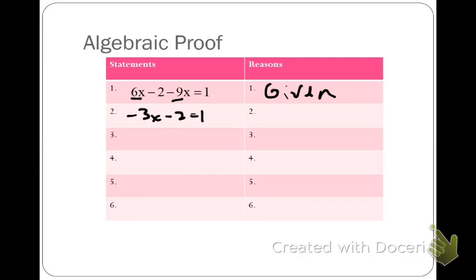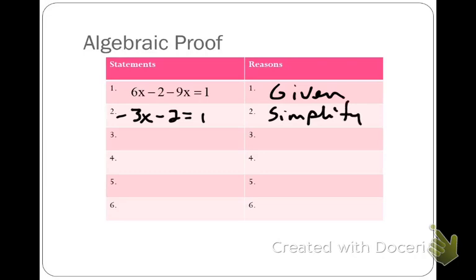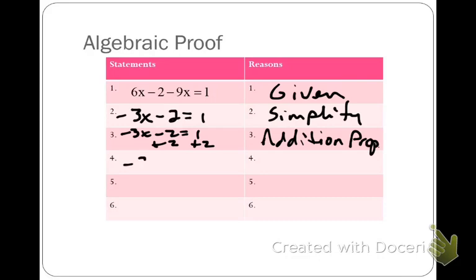Now, why do we do that? Well, what we're doing is we're simplifying that side. So since we're simplifying, our reason here is just going to be simplifying. Okay? Now, we know that we need to add 2 to both sides. Right, so we get negative 3x. Oh, sorry, that's not what we want over there. We want a reason. This is the addition property. Okay, and then we get negative 3x equals, sorry, not 1, but 3. We get that because we simplified.